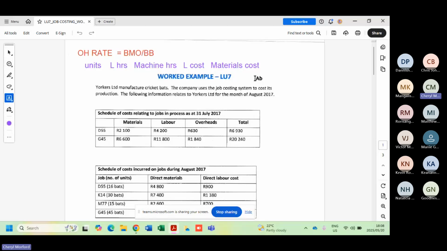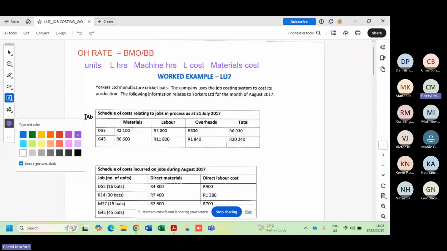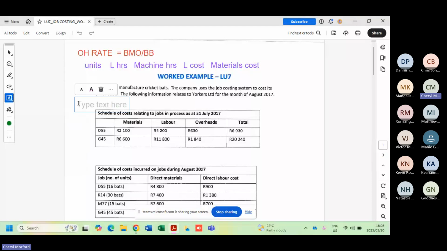Once we have calculated the rate, the next thing that we need to do is apply the overheads. And how are we going to apply the overheads? We're going to take the rate that we have just worked out, and we're going to multiply it by the quantity of the base. So let's say we've worked out 10 rand, and let's say it's on the basis of machine hours. So that'll be 10 rand per machine hour.